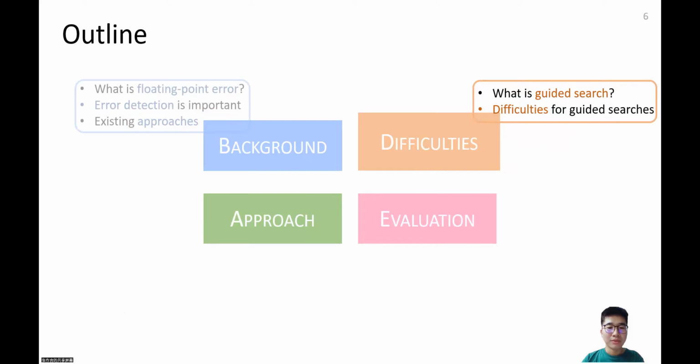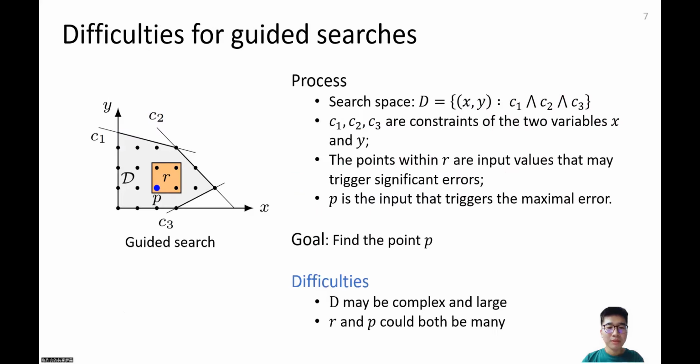Second, I would like to introduce the difficulties of guided search. The process of guided search is shown in the figure. The search space is D, and C1, C2, C3 are constraints on the two variables x and y. The points within R are input values that may trigger significant errors. P is the input that triggers the maximal error. The goal of the guided search is to find P. Difficulties are that D may be complex and large, and R and P could both be many.